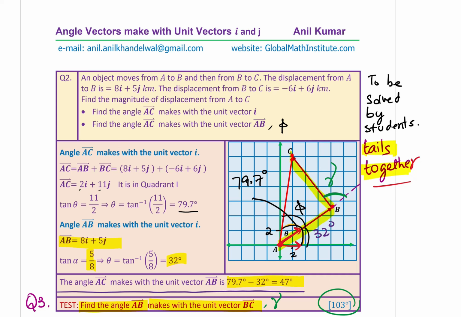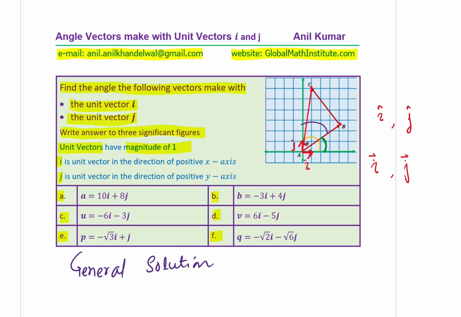With that, we come to an end of this particular exercise in which we learn the concepts of finding what angle a vector makes with unit vector I, where unit vector I is along the x-axis, and what angle is made by the vector with unit vector j. Unit vector j is along the positive y-axis. Is that clear to you? So all these examples, I hope, really help.